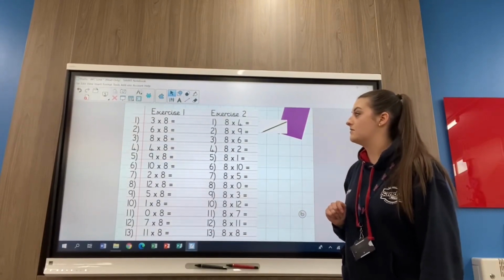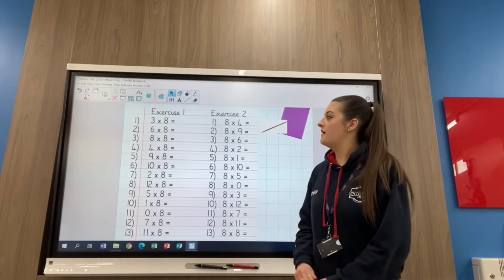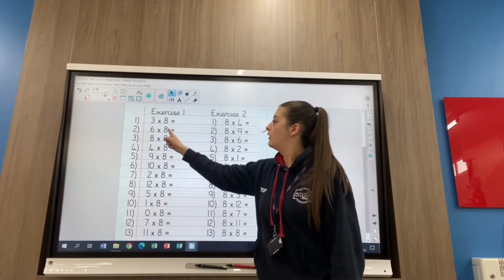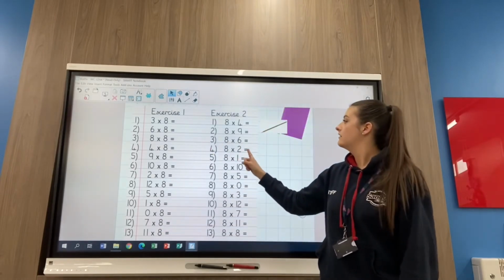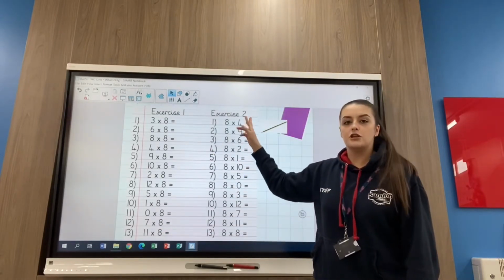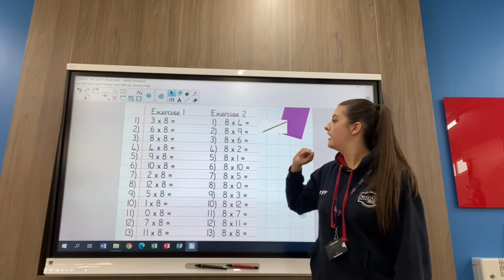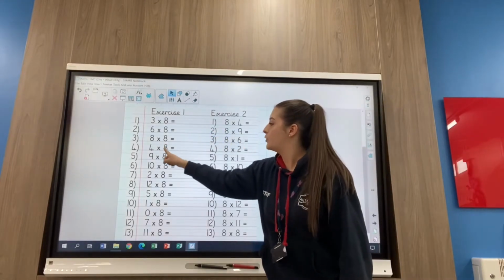Now that might seem like a lot, but once you have worked out all of these answers, if we have a look here, I've just used the commutative law, haven't I? So we've worked out here 4 times 8.